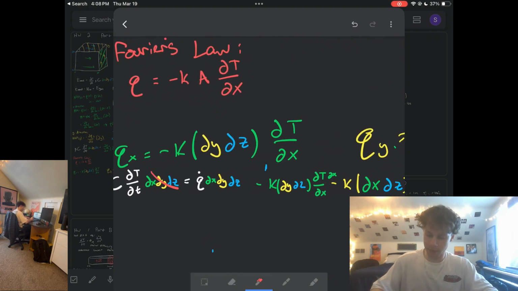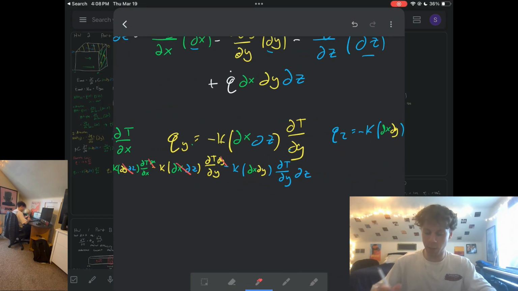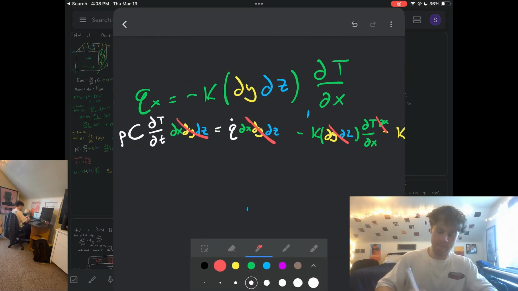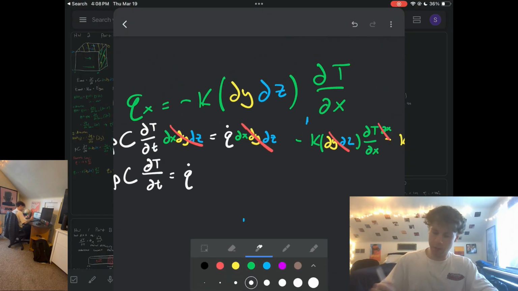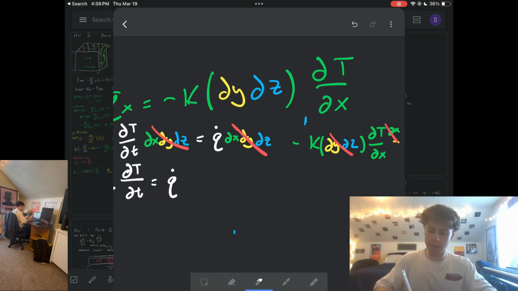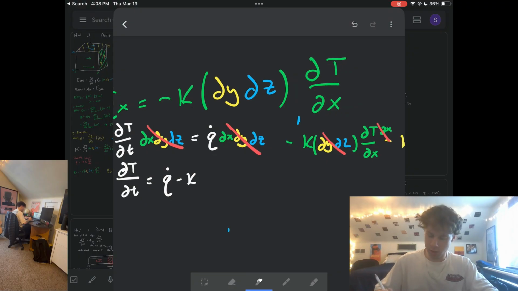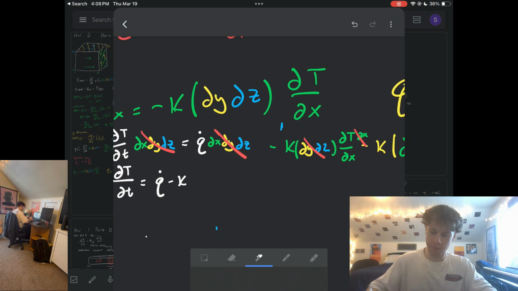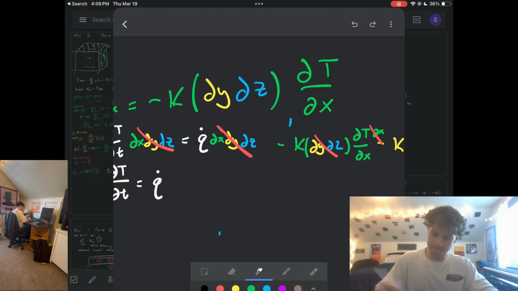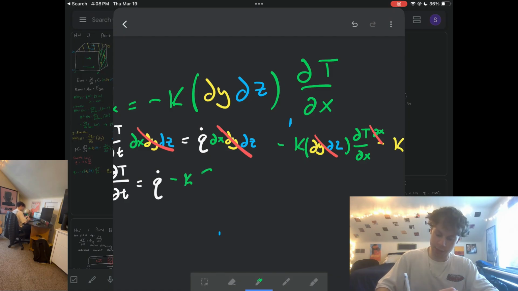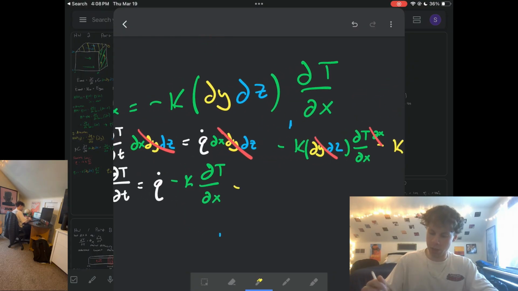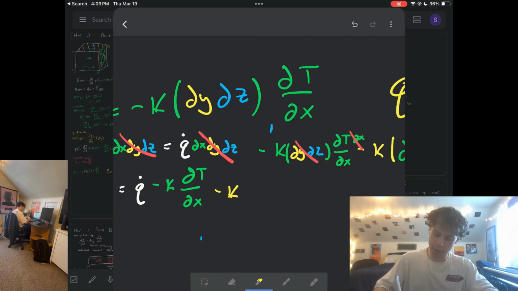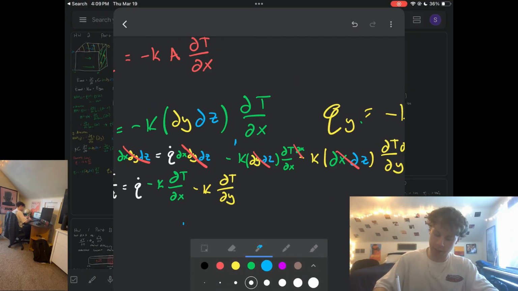Okay, so using that, we can cancel all of our volume. So this goes away, this goes away, this goes away. And what we're left with is our energy stored, so density times our heat capacity, multiplied by our change in temperature with respect to time, is equal to our heat flow minus our thermal conductivity times temperature gradient in the x direction, minus our thermal conductivity times temperature gradient in the y direction, minus our thermal conductivity times temperature gradient in the z direction.